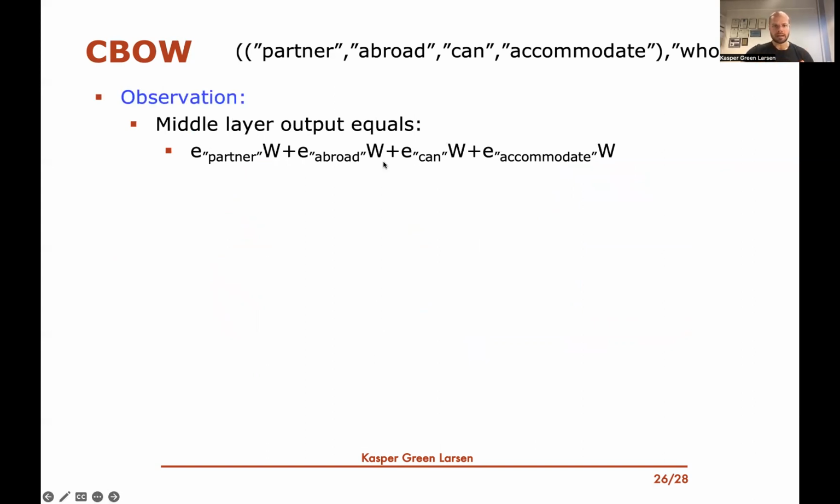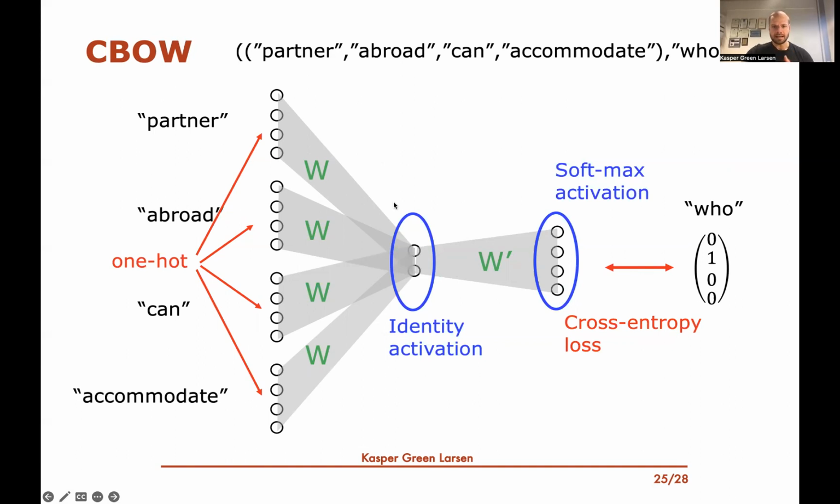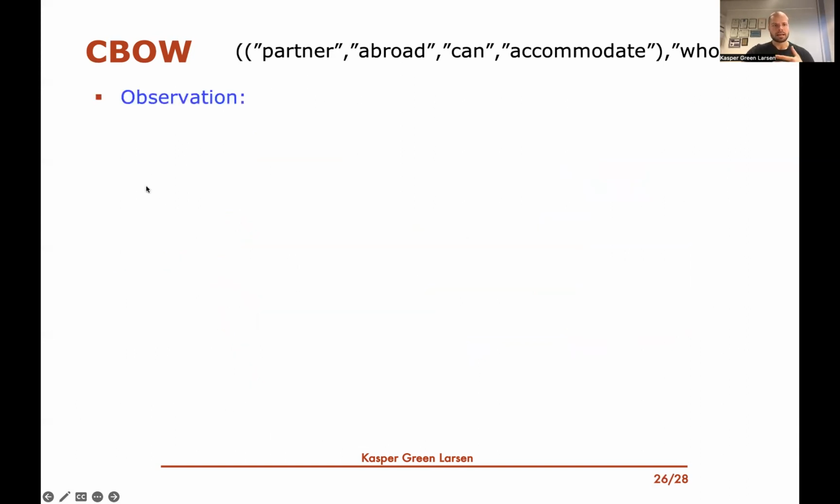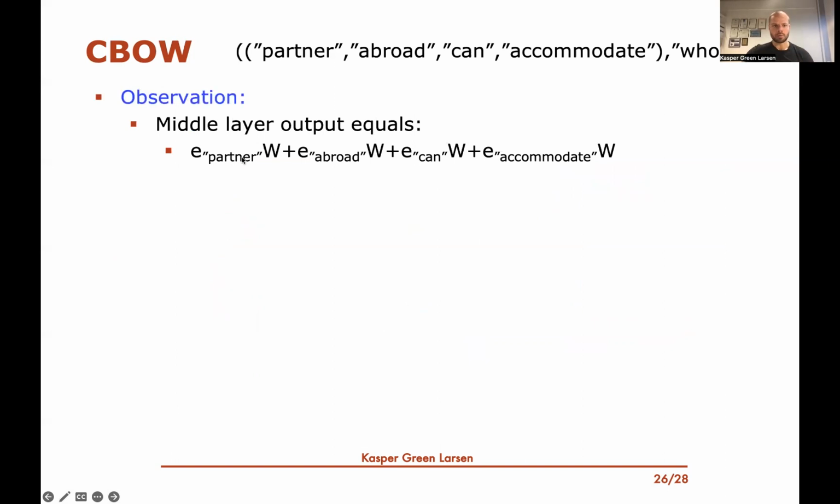So the output of the middle layer, if we go back and look at this picture here, there's identity activation here. Since these are computing linear things, the observation is that the middle layer is just going to output the sum of what it would output if we fed in the representation of the first word into the first chunk, the second word into the second chunk, and so forth. And by linearity, we can write this as having W over here and then summing up these one-hot encodings of the words that occur in the context window.